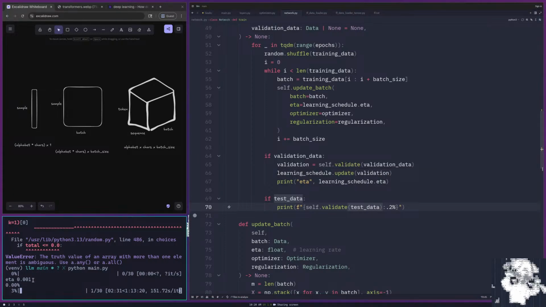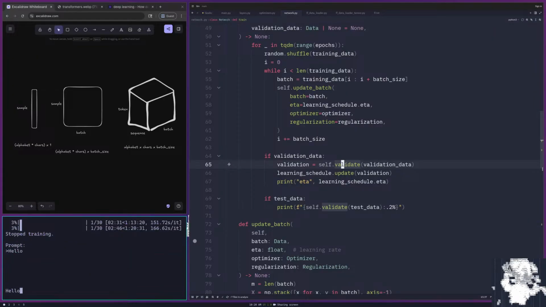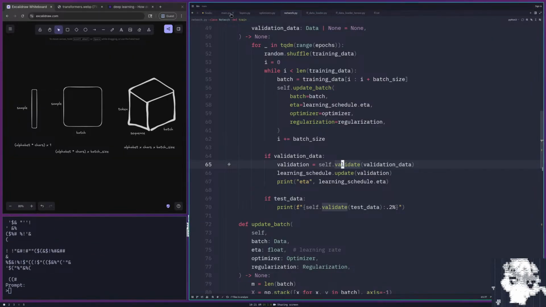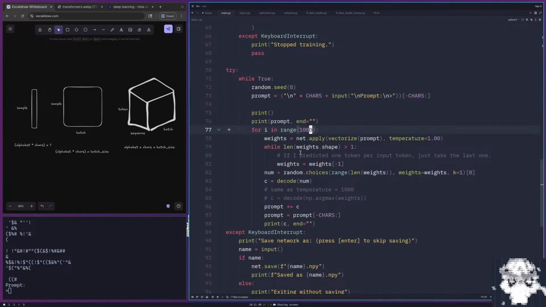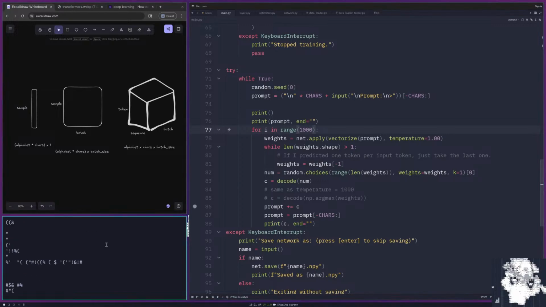0%. That's crazy. Our validate must not be working properly. So let's kill this. That's doing something. Why is it still going? Why did it print so much stuff? Oh, I'm doing 1,000 characters.